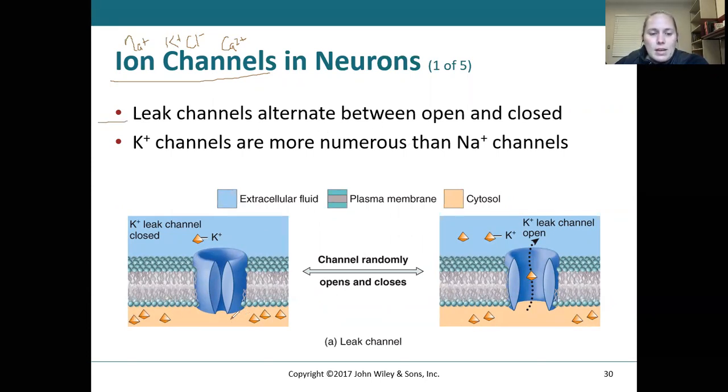Okay, so you can see that there are leak channels that alternate between open and close. So again, because the neuron is a salty banana, you've got more potassium inside the cell. So when that channel opens, things want to go from an area of high concentration to an area of low concentration. I always like to think of ions as the antisocial folks at a party who are just like, I want to get out of here right now.